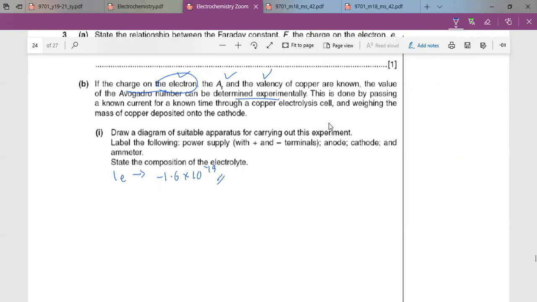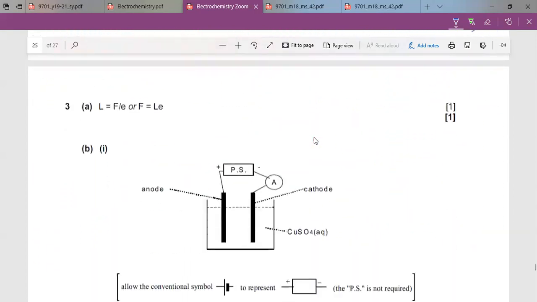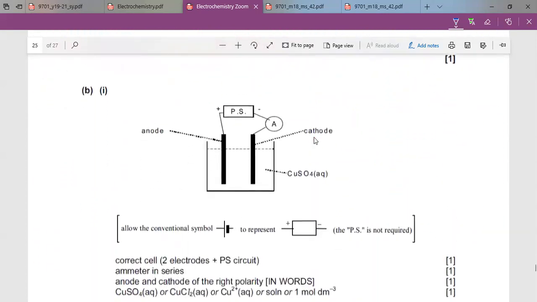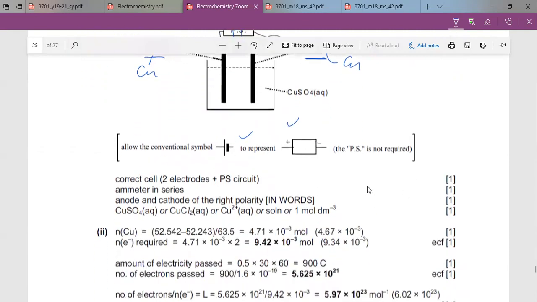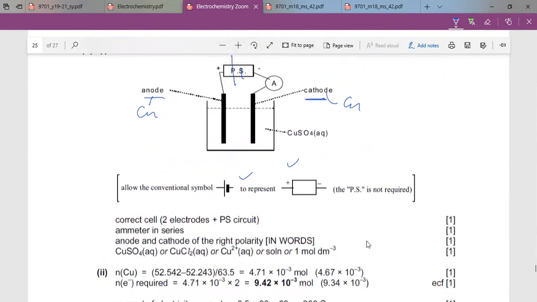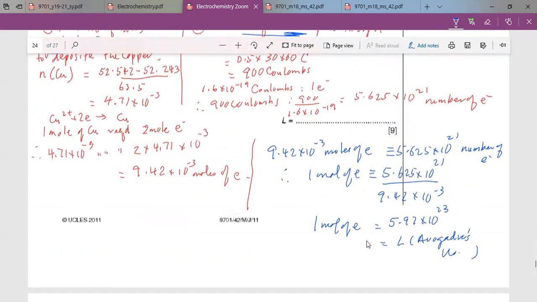So draw the diagram now. I just want to go quickly here. A power supply, long, short, anode, cathode here. This anode can be copper, and this is copper again. Copper sulfate, anode. You must put inwards. 1 mark each.